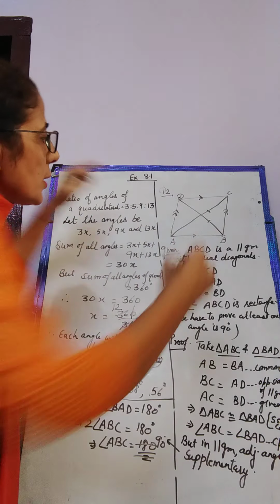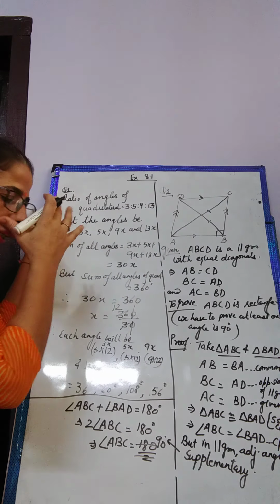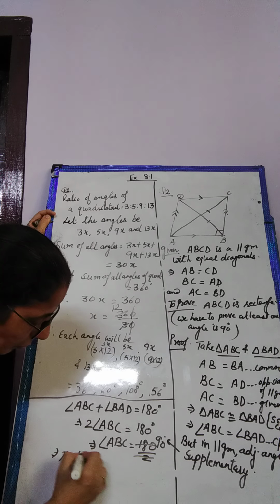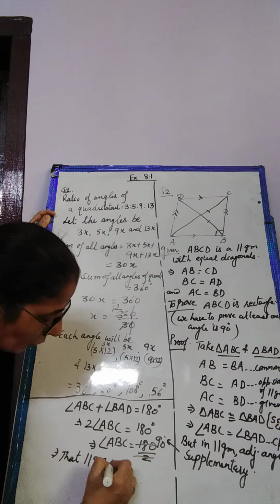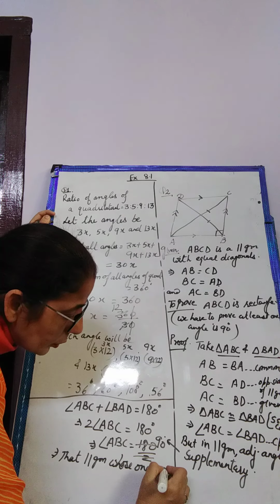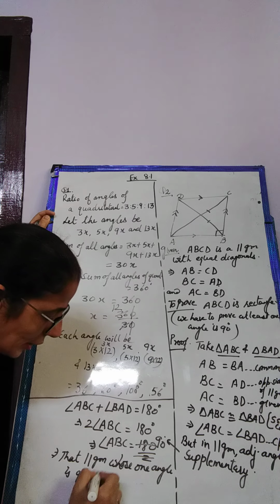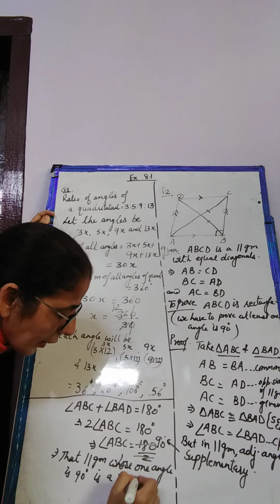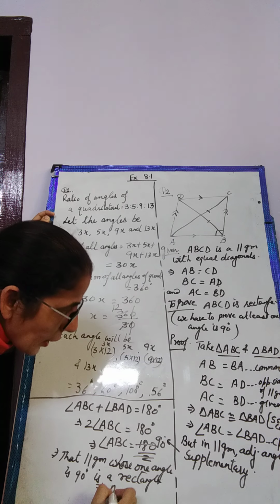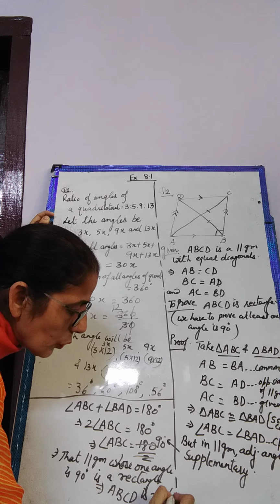So, ABC is this angle. So, this angle is 90 degrees. So, that parallelogram whose one angle is 90 degrees is a rectangle. Therefore, this implies ABCD is a rectangle. This was the thing which we had to prove.